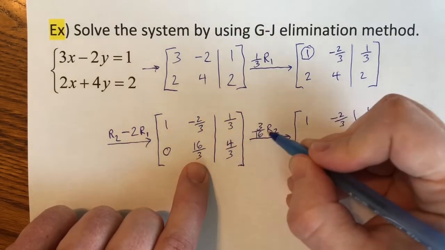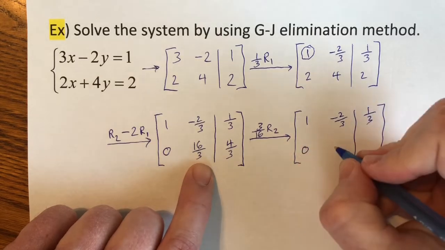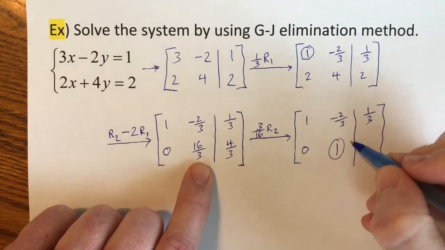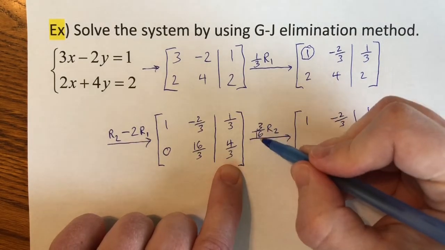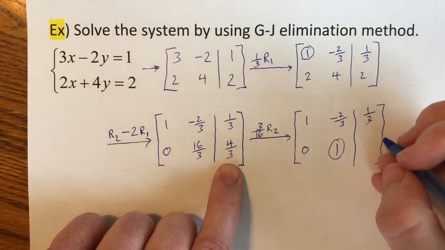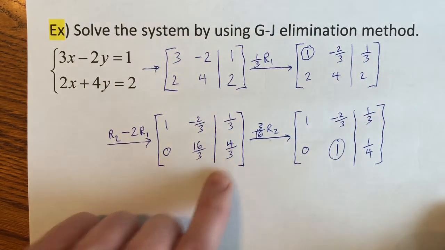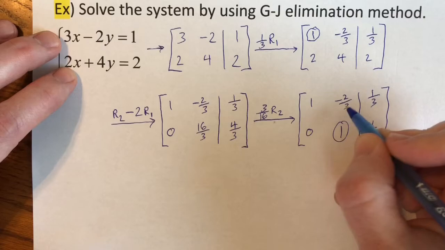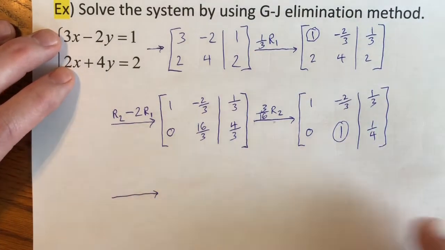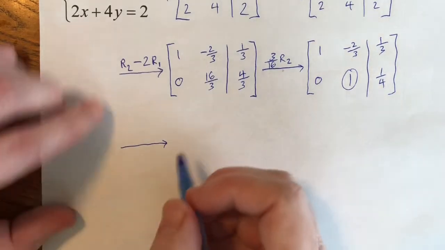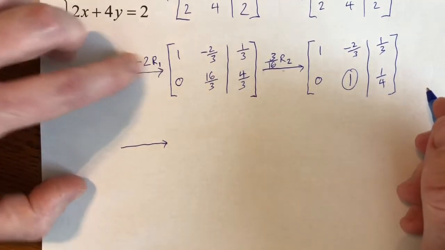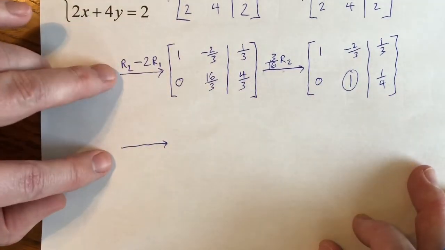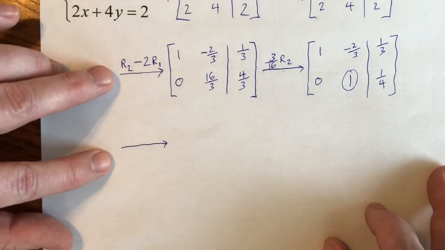3/16 times 0 is 0. Moving to column 2, 3/16 times 16/3 is 1. That's exactly why we're doing this. Finally, in column 3, 3/16 times 4/3 is what? 4/16, so 1/4. Almost finished. All we have to do now is make this negative 2/3 become a 0. So let's see what we can do. It's going to be, again, guys, very repetitive. And actually, I'm aligning these right above one another so you can see how they are very similar. I'm trying to keep my work nice and neat and organized.